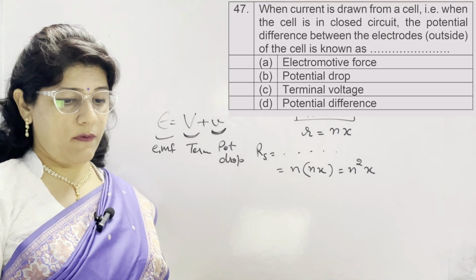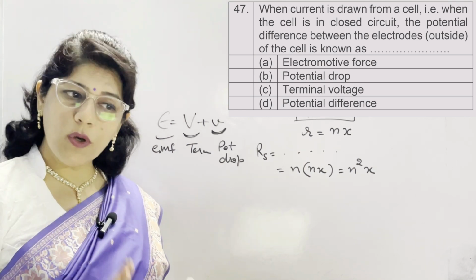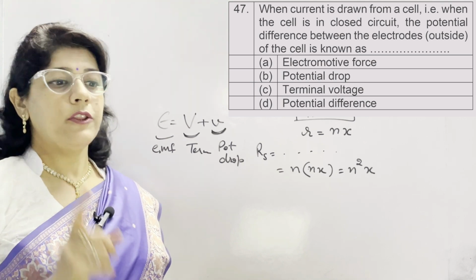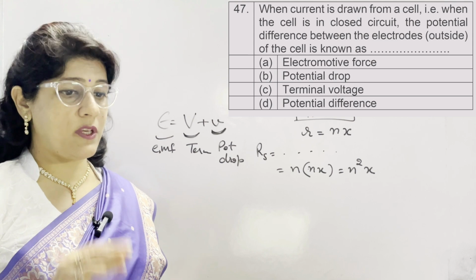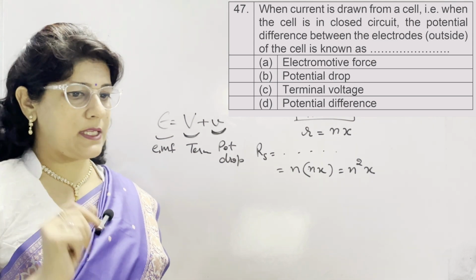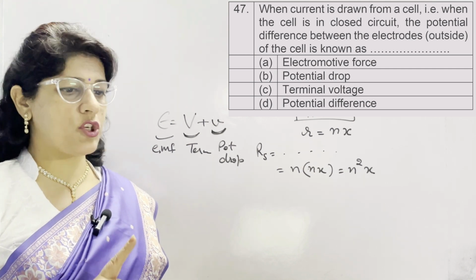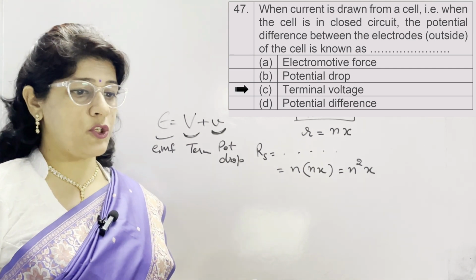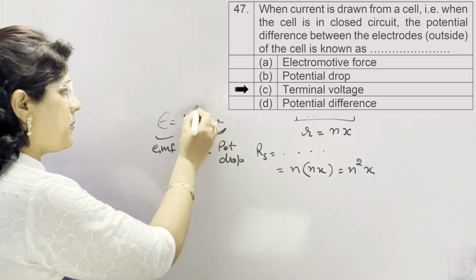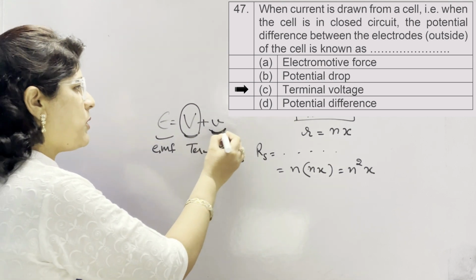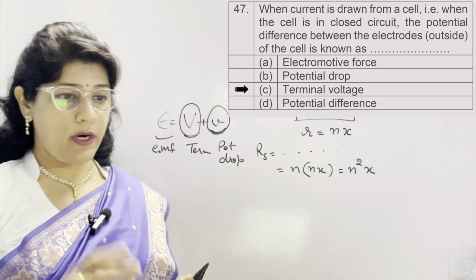In question number 47, when current is drawn from a cell, that is when the cell is in closed circuit, the potential difference between the electrodes of the cell is known as, electrodes means outside the cell, electromotive force, potential drop, terminal voltage or potential difference. It is terminal voltage. Option number C is correct, because outside the cell, this is terminal voltage, this is potential drop inside the electrolyte, and total EMF is when no current is drawn.